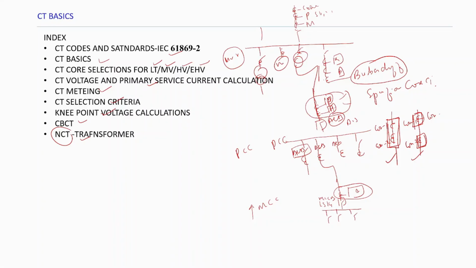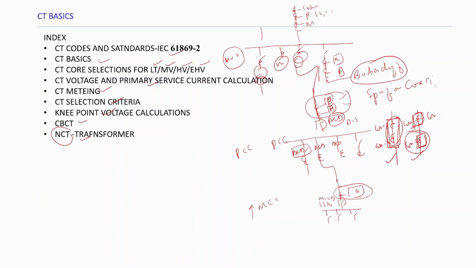So what are the advantages? If it is just one CT, then your cost will be lower, right? Okay, apart from that. Suppose if any fault occurs or any problem occurs, then both the cores will have a problem. Here it is not like that. Here if one CT has a problem, still this other CT you can use.